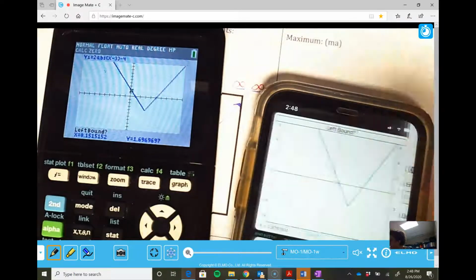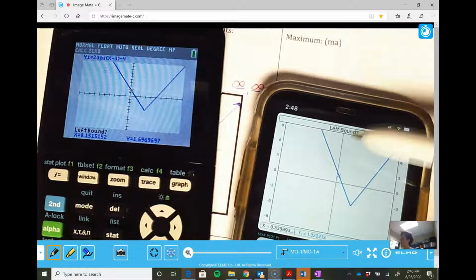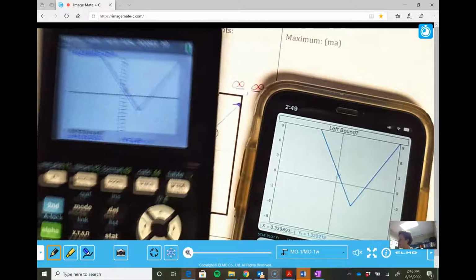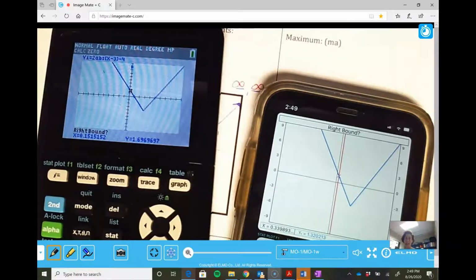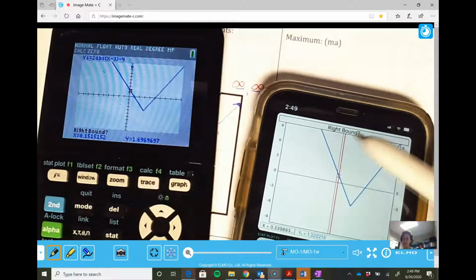Whoops. I don't know what that did. So I'm going to do the same thing here. But remember, it's not asking me left bound. Oh, I take it back. It is up here, left bound. So once I like where it is, I hit enter, enter. There goes the line. Again, it doesn't always do the line. And then it's asking for right bound.